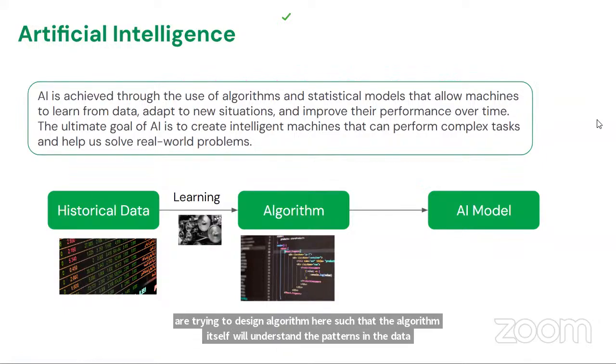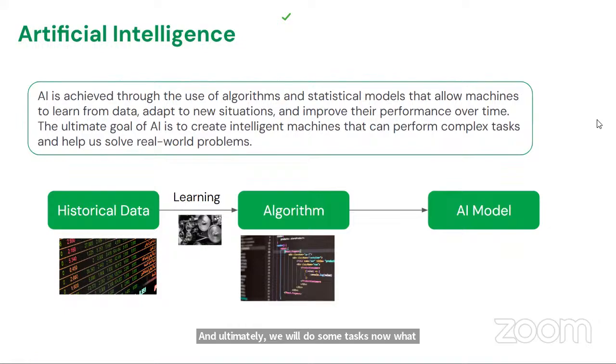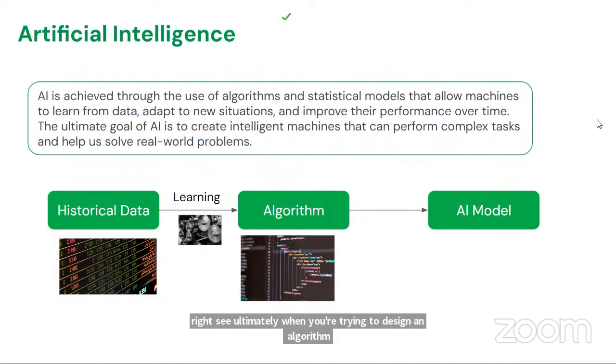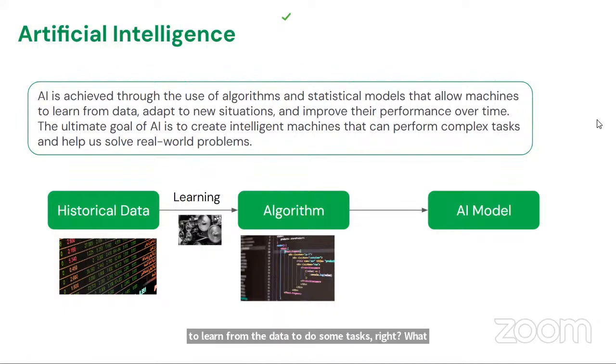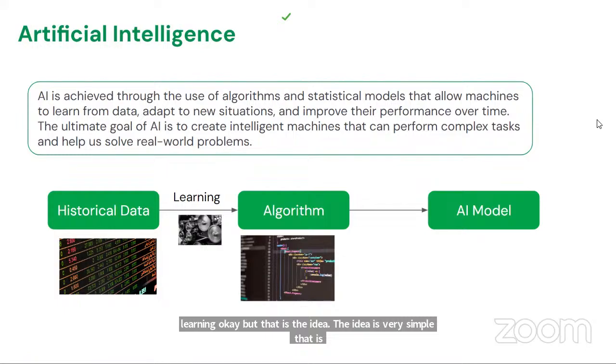Now, what kind of tasks are we doing through AI? That is what we should learn right now. Ultimately, when you are trying to design an algorithm to learn from the data, it should do some tasks, right? What kind of tasks we can do with this, that is what we'll be learning. But the idea is very simple: you are feeding historical data to an algorithm and it learns from that.